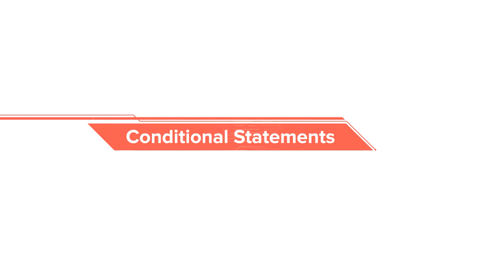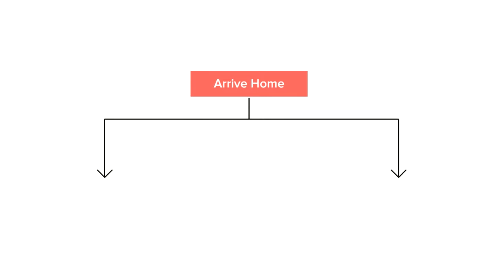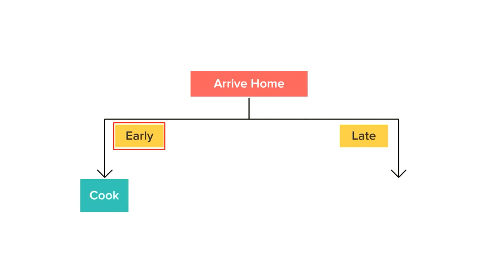So let's discuss conditional statements. We often take a lot of decisions every day. For example, when you return home from college, there are two possibilities. Either you return home early or you return home late. Now, if you return early, you can cook a delicious snack for yourself and do your assignments too. But if you are late, you know that you will not be able to complete your assignments if you engage yourself in cooking. Now, as a result, it will be better for you to order your snack.